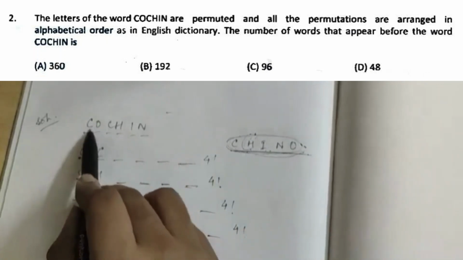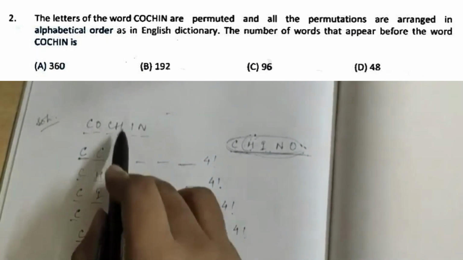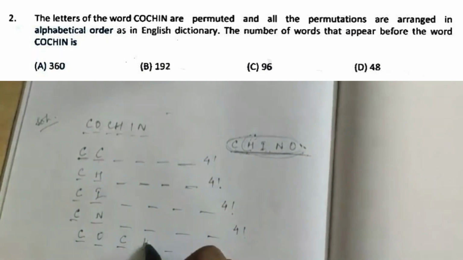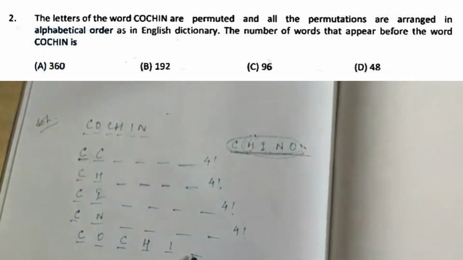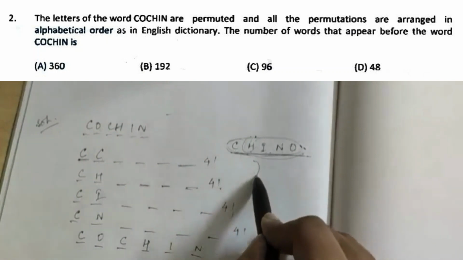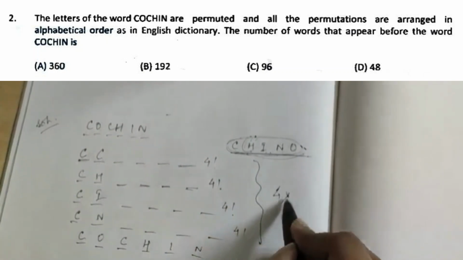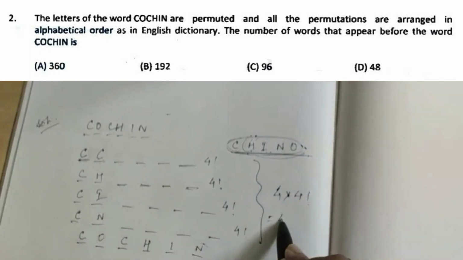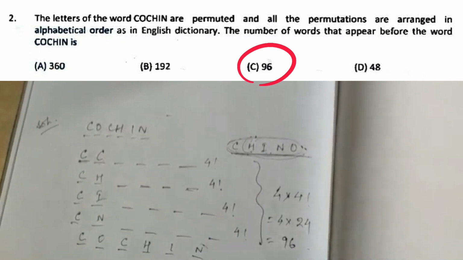You can see that in alphabetical order it's coming CO, then comes C, then alphabetically after C it comes H, then comes I, then comes N. That means after this 4 into 4 factorial number of words, the word COCHIN is coming. So 4 into 4 factorial is 4 into 24, that is 96. 96 will be the answer. That means option C.